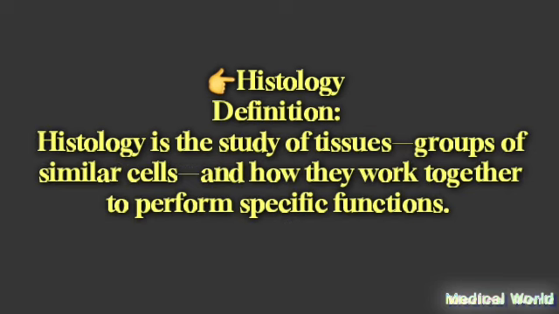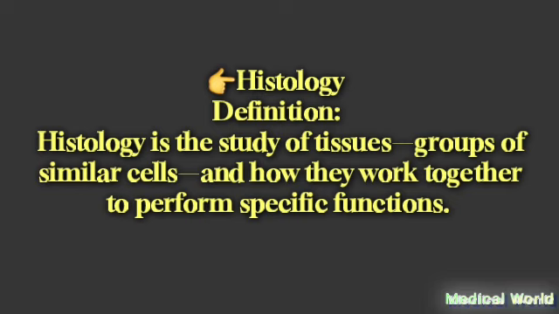Histology. Definition. Histology is the study of tissues, groups of similar cells, and how they work together to perform specific functions. In simple words, histology means studying how many similar cells come together to form tissues, like muscle tissue or skin tissue. Examples. Histology helps in diagnosing diseases by examining tissue samples under a microscope.